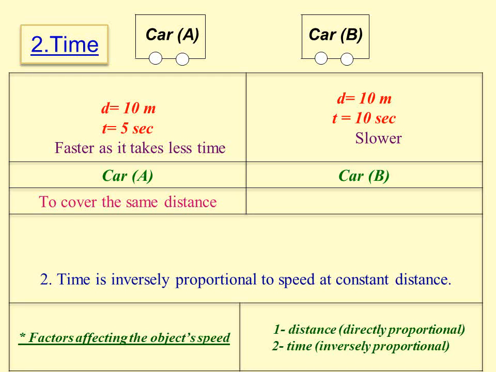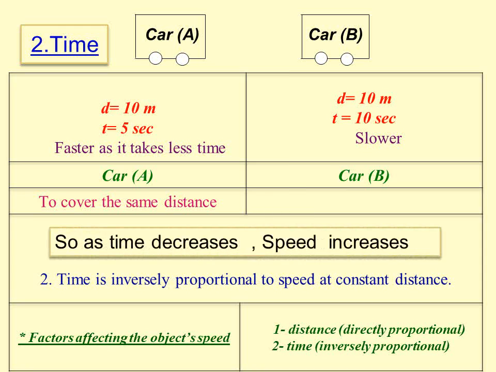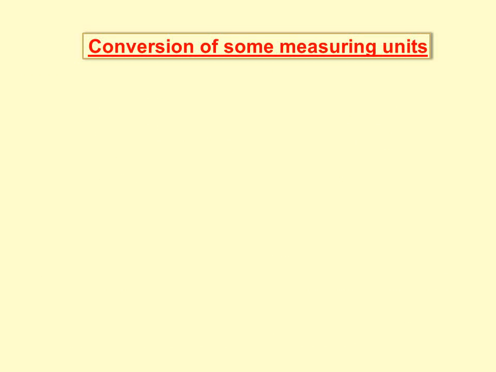We have here two factors affecting the object speed. The first one, distance, is directly proportional. So as the distance increases, the speed will increase. And time is inversely proportional. As time decreases, the speed will increase. Okay, so as time decreases, speed increases.